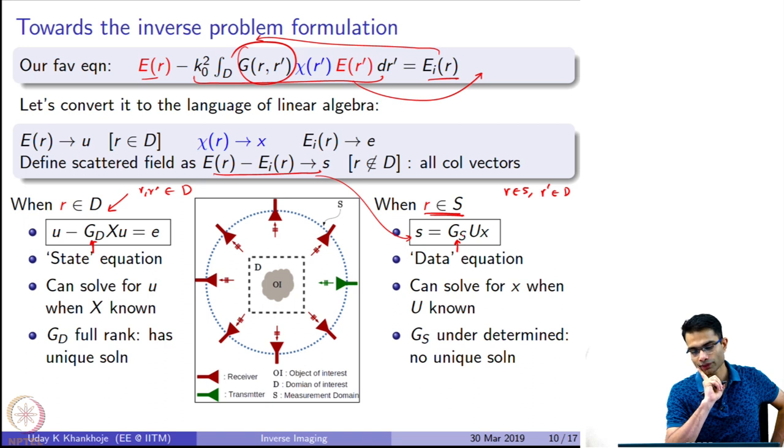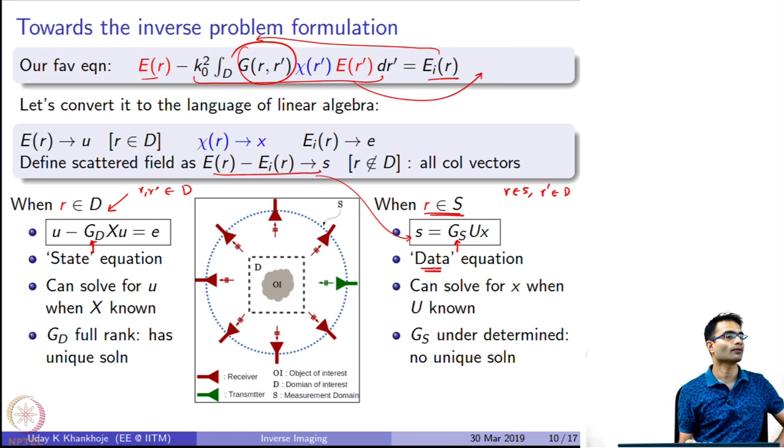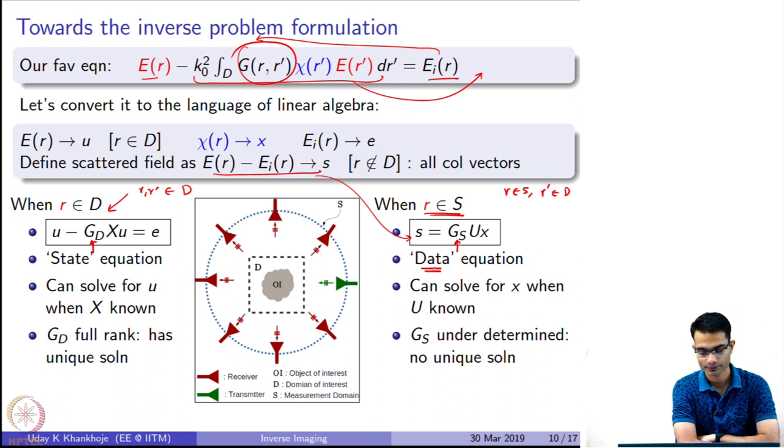And in all of these, my chi has been replaced by the vector X, so it appears over there, and the electric field is the unknown u. So this is called a data equation because it is giving me a prediction of what my scattered field data should be, because that is what I measure. I only measure scattered field. I measure S. S is given to me. So GS into U into X is a kind of prediction of what the scattered field should be if you give me U and X. Actually, I don't even know U and X. That's the problem. But if you were to give it to me, I can predict that this should be the scattered field.